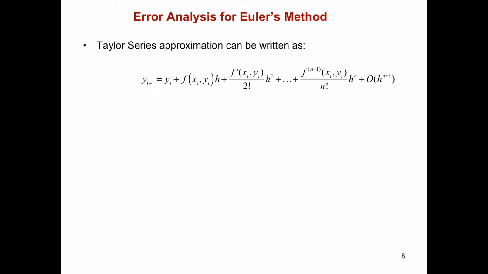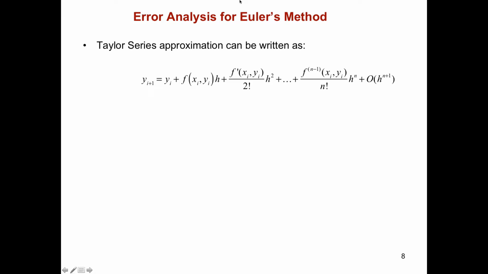Okay. So I know that in general, if I have two neighboring values of the function, y_{i+1} and y_i, I can write this as y_{i+1} is equal to y_i plus f(x_i, y_i) h, plus then I have a second order term times h squared, all the way to however many derivatives I can actually compute for this function. Okay. And when I stop, then I have some order of h to the n plus 1 error.